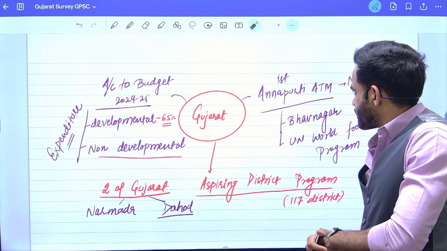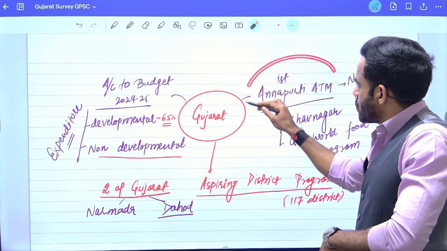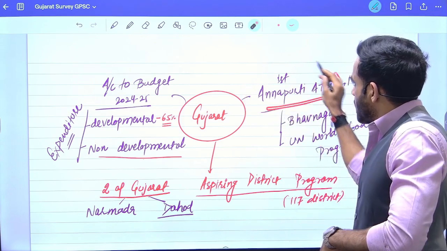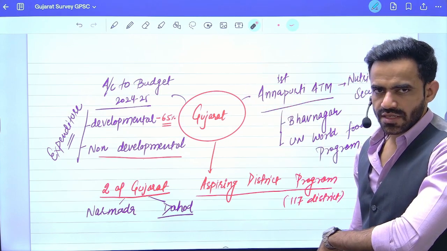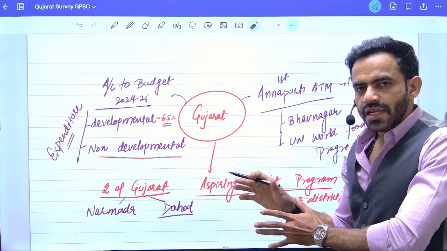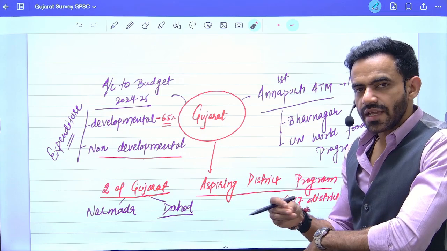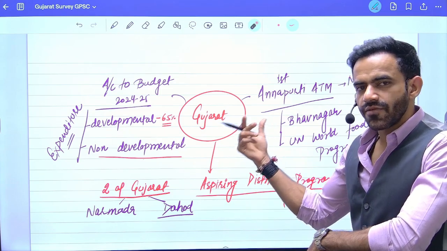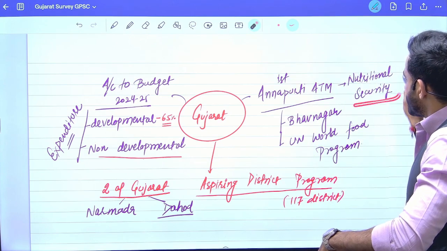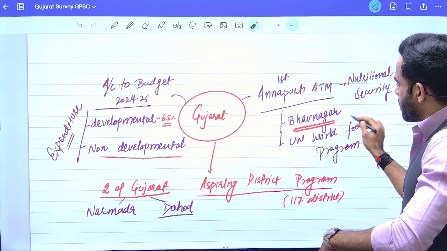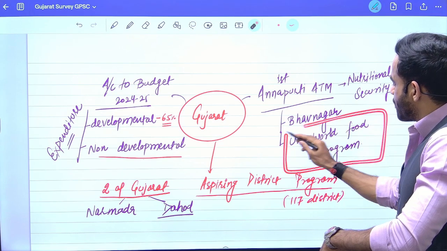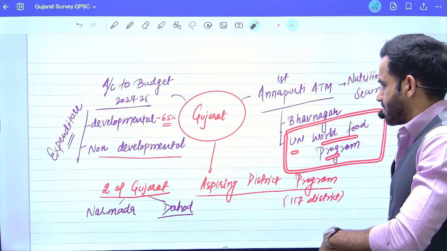First is that Gujarat was in news because recently the first Annapurti ATM was announced in Gujarat. Annapurti basically refers to a food ATM. Just like in an ATM we get money, in this ATM we will get food. Why? To address nutritional deficiency. So this is going to be in Bhavnagar, and for this the government has collaborated with the UN World Food Program.